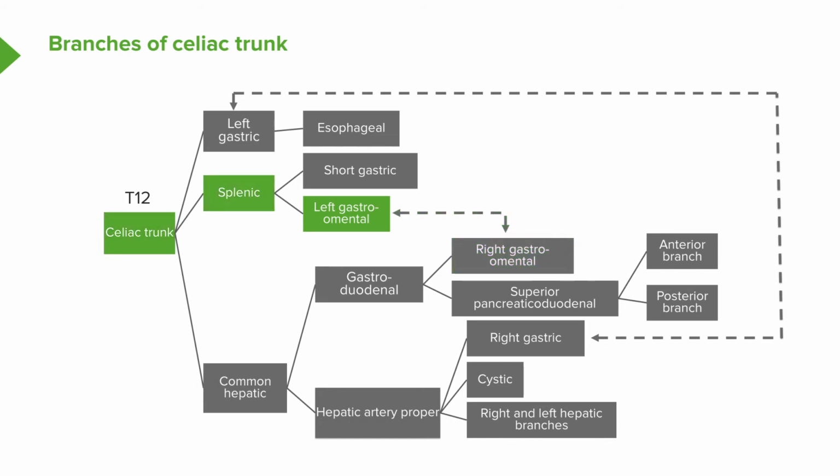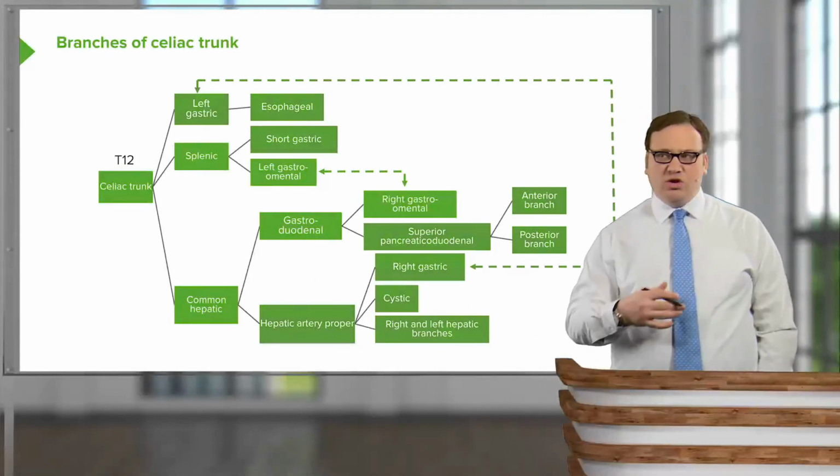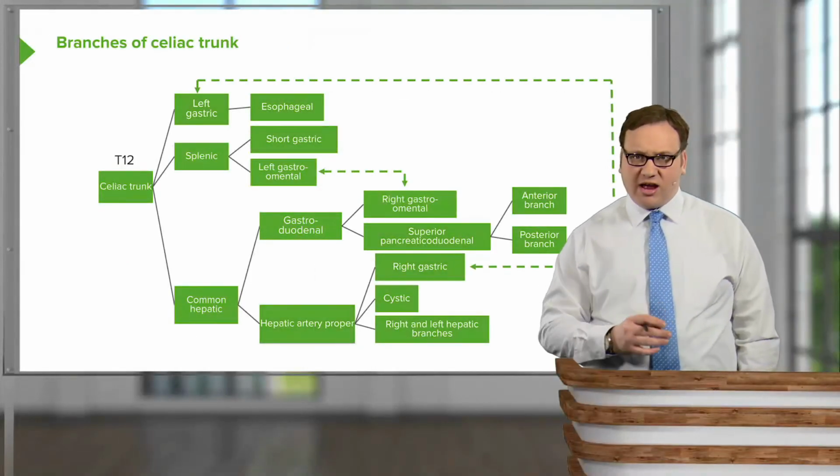So we can see we have these anastomotic loops, two of them originating from the celiac trunk that go round the stomach. We have one: left gastric, right gastric, hepatic artery proper, common hepatic, back to the celiac trunk. We then have a second, which is the splenic, left gastromental, right gastromental, gastroduodenal, common hepatic, celiac trunk. We have two anastomotic loops running around the stomach.